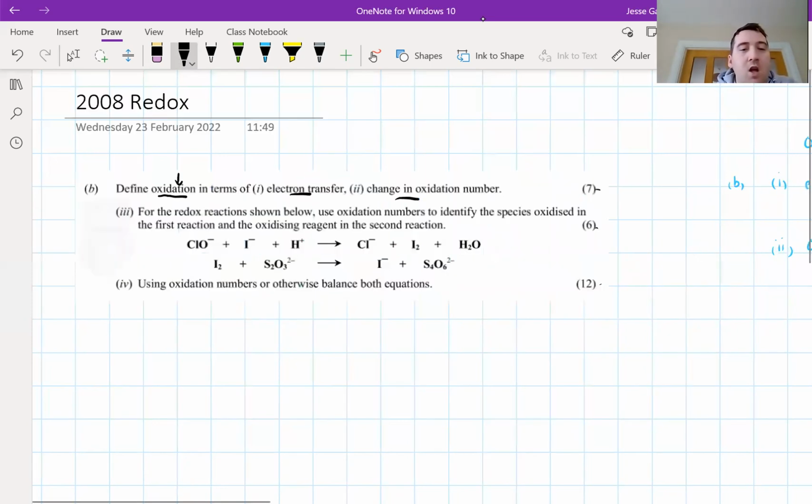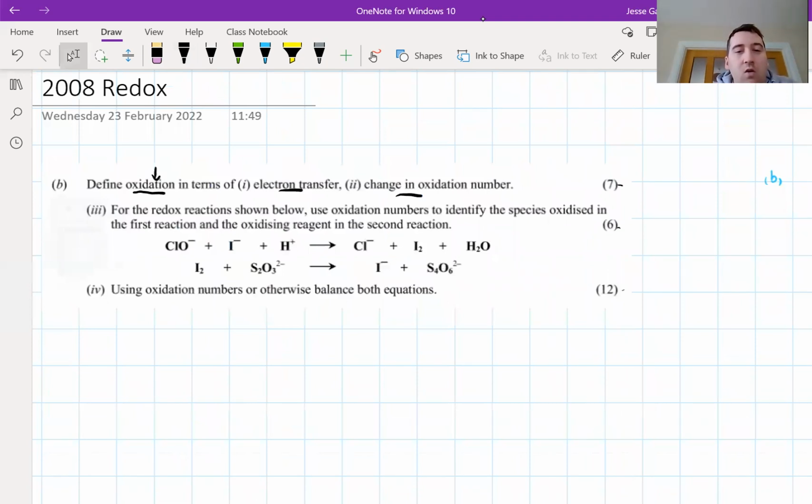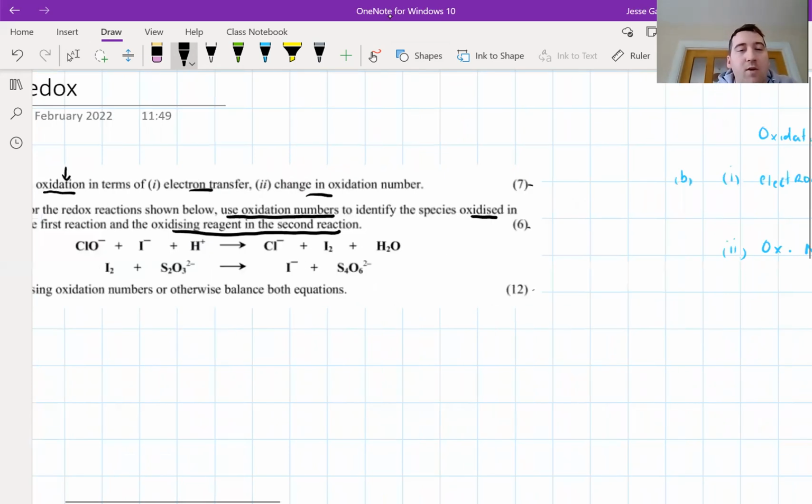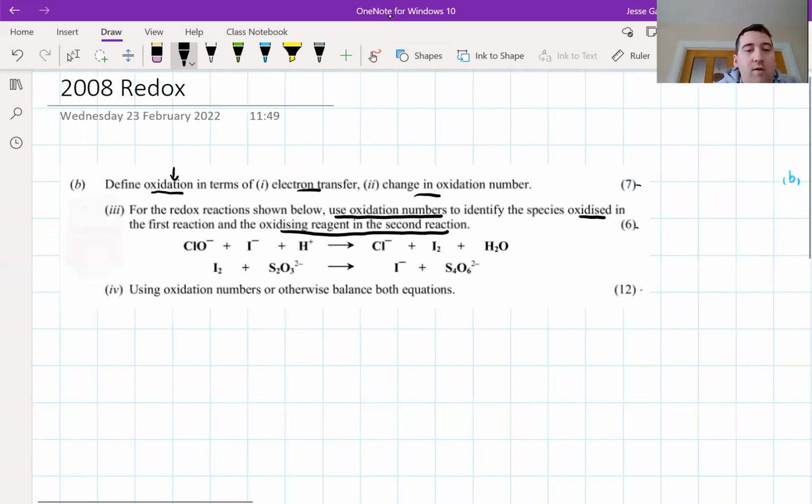All right, next bit. For the redox reactions below, use oxidation numbers, so be careful what it's asking you to do, to identify the species oxidized in the first reaction and the oxidizing reagent in the second reaction. Let's break it down into two pieces. Let's call it reaction A and reaction B, just to separate it for ourselves. In reaction A, we're using oxidation numbers to identify the species oxidized.